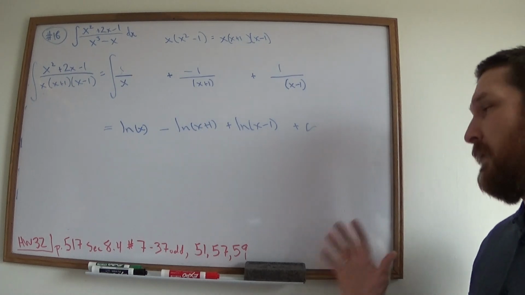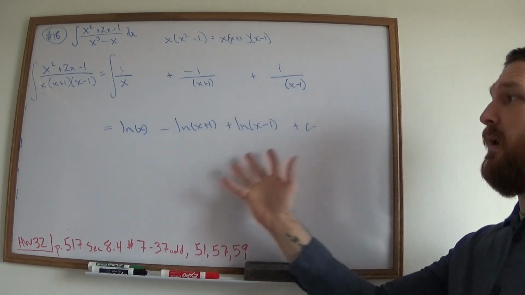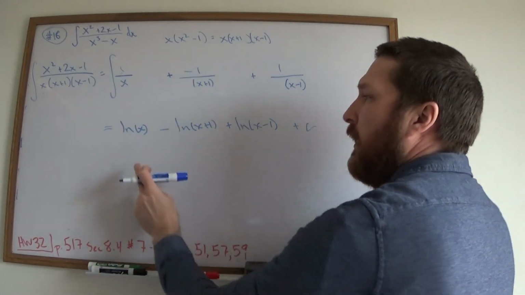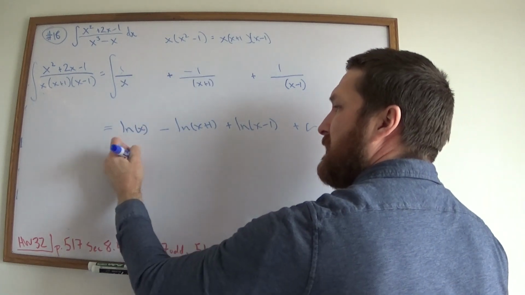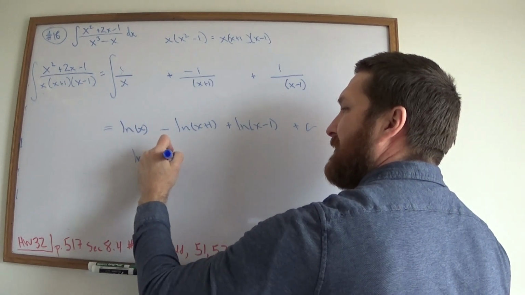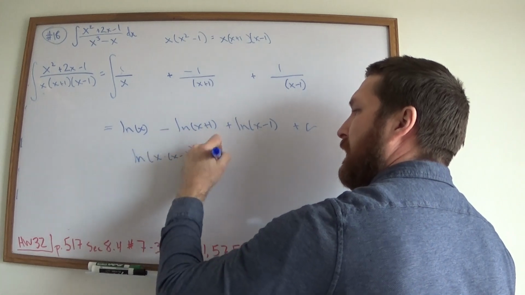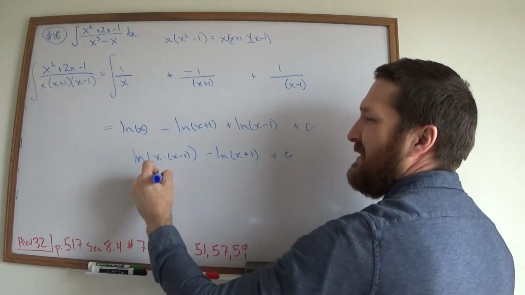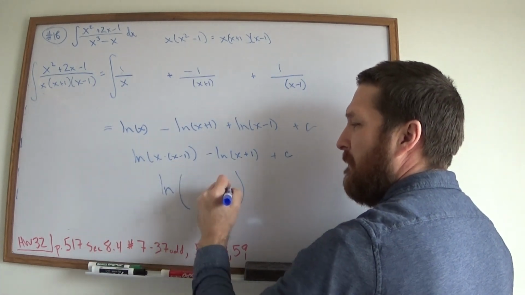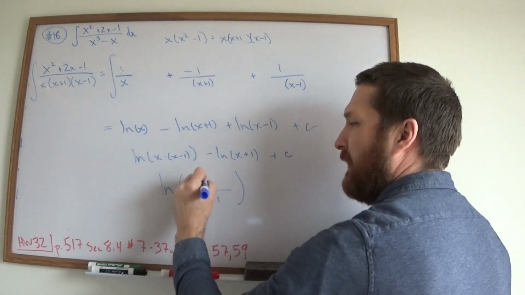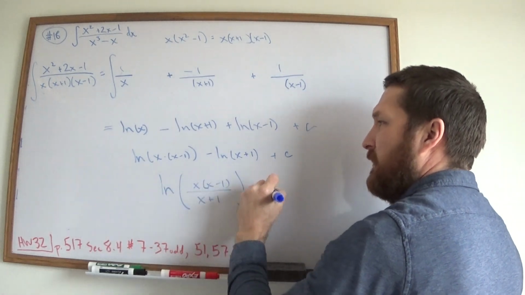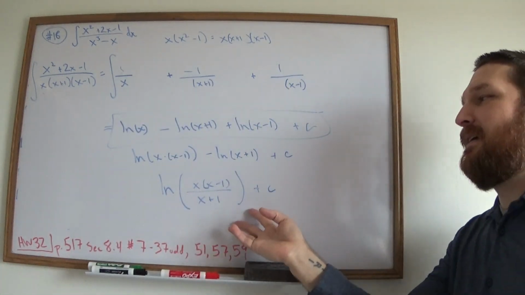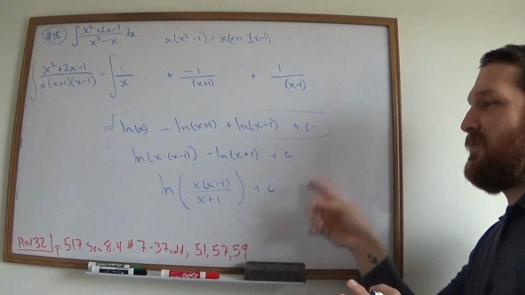Now, I don't know what it looks like in the back of the book. Wolfram Alpha says this, so I feel good about that. But by properties of logs, adding two logs together is the same thing as multiplying the inside stuff, and subtracting logs from each other is the same thing as dividing. So your answer might look like this in the back of the book. If you do all this work, get to here, and check the back of the book and see that, you're still right. It's just that they rewrote it.